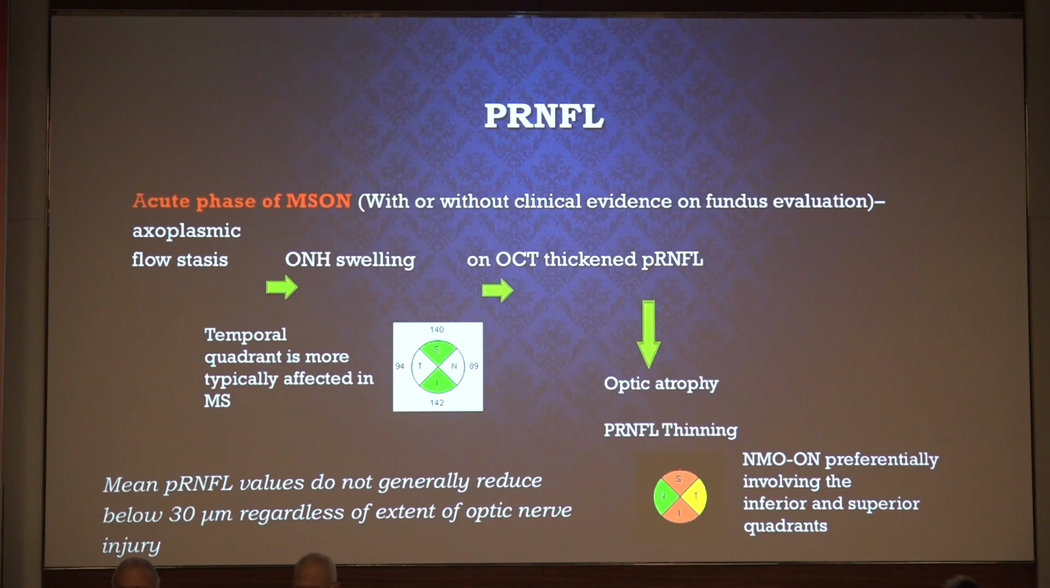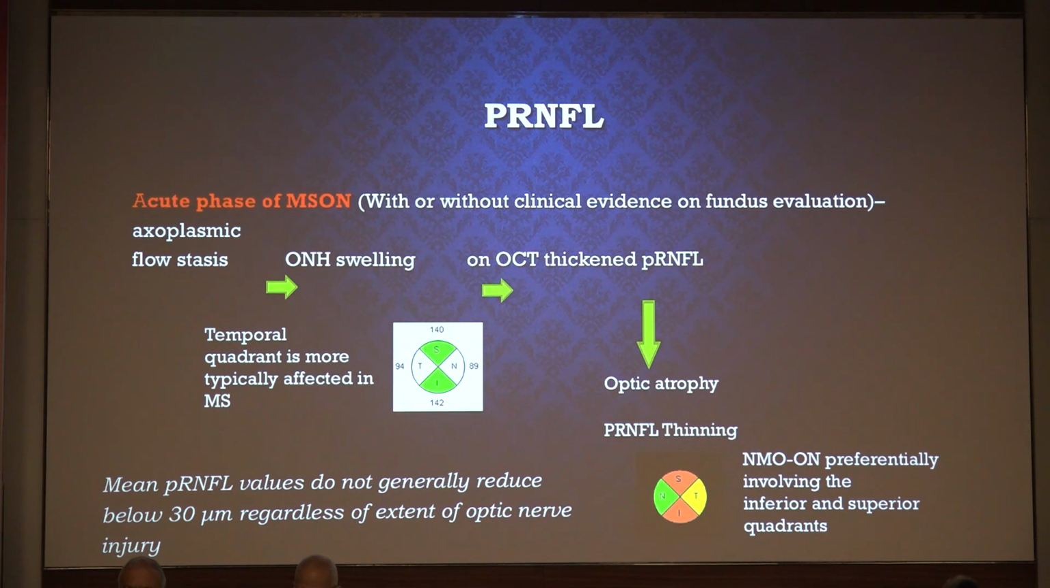So that's the main thing. In acute case, obviously there is axoplasmic flow stasis, then you will have thickening. And this thickening gradually over 4 weeks sets into thinning, and one peculiarity in NMO spectrum disorder is that the superior and inferior quadrants are more often involved, and in case of MS optic neuritis, the temporal quadrant thinning is more often seen.